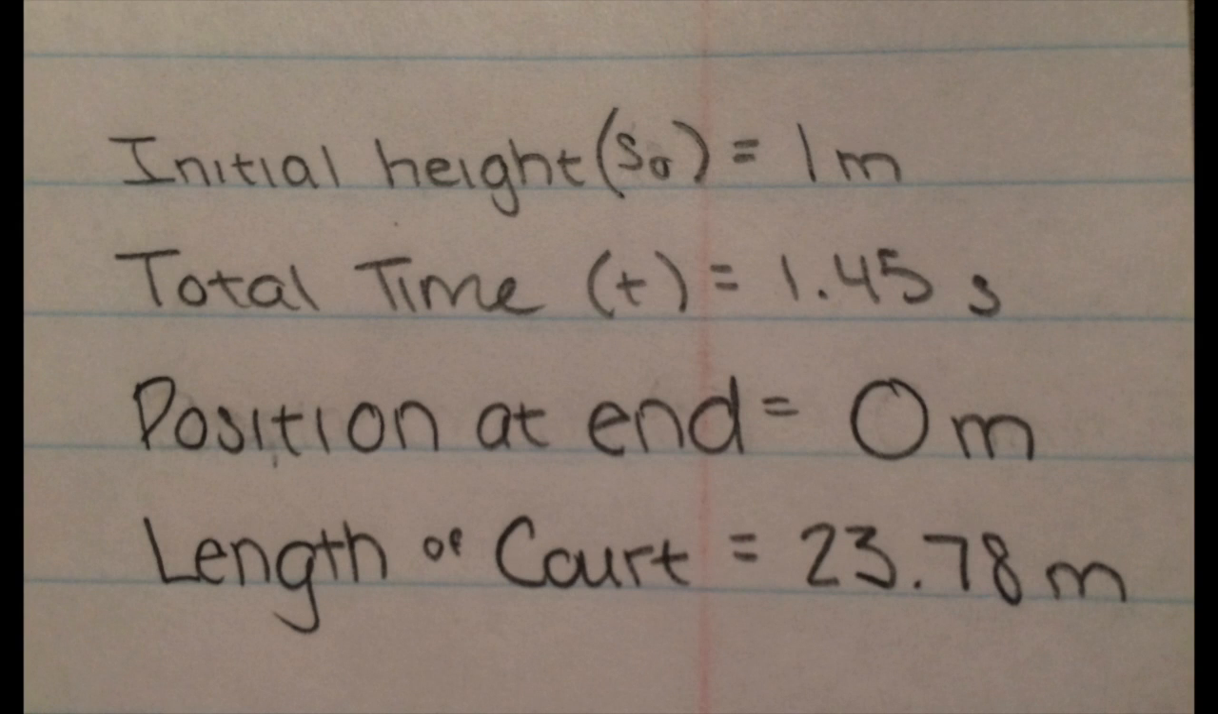The information we are given is that the initial height of the ball is 1 meter. The total time of the flight is 1.45 seconds, and the position at the end of the flight is 0 meters. The length of the entire court is 23.78 meters.